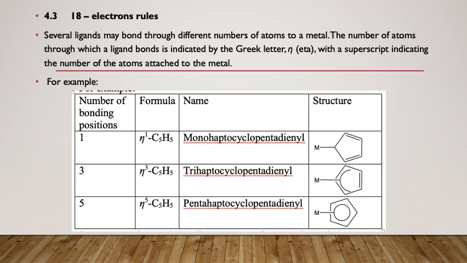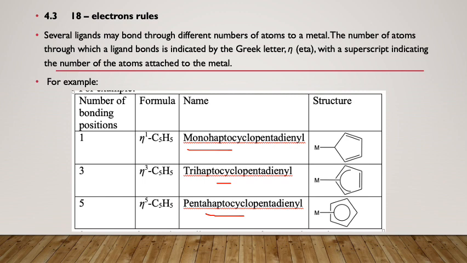Now we move to the 18 electron rule. Several ligands may bond through different numbers of atoms to the metal. How can they bond to the metal? The number of atoms through which a ligand bonds is indicated by the letter eta. The superscript indicates the number of atoms attached to the metal. For example, 1 means monohapto, 3 is trihapto, and 5 is pentahapto.